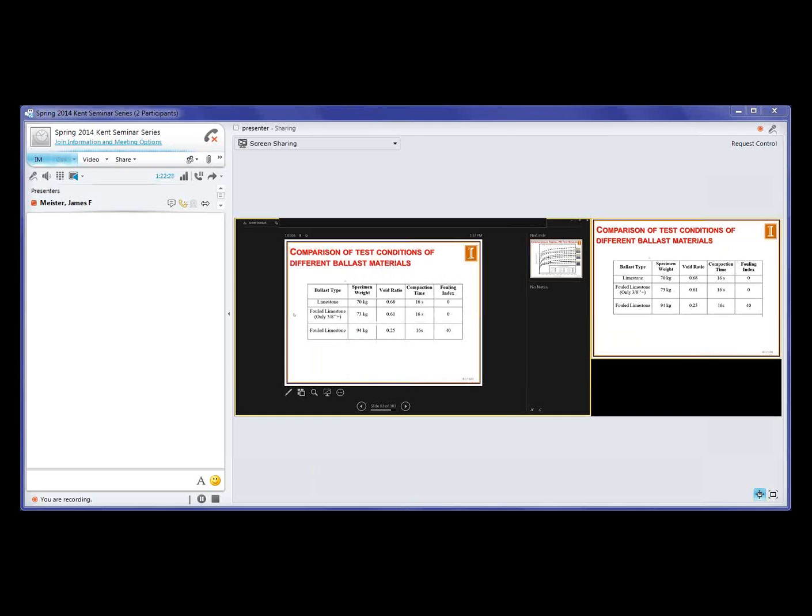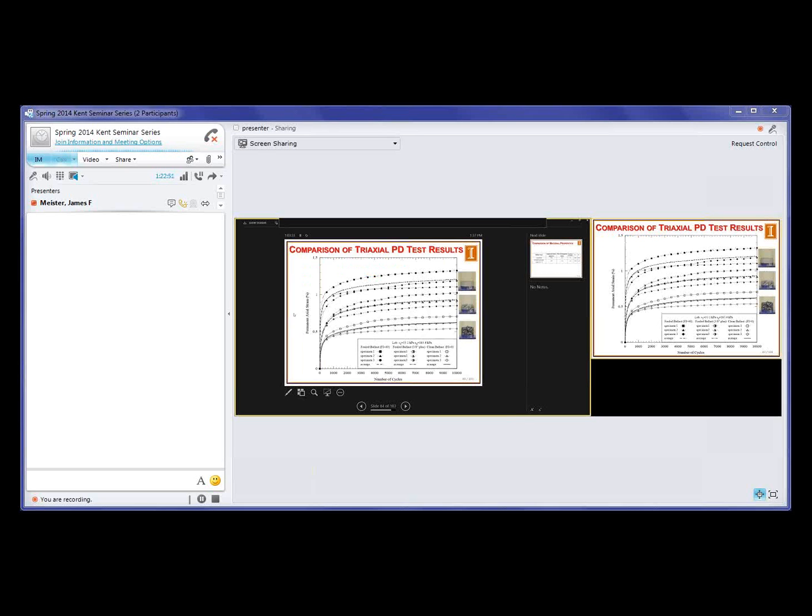So we performed the repeated loading test with these three different materials. To construct the same specimen dimensions, you need different weights of material, and it will also reach a different void ratio. But the compaction times are the same. Here's the result of the repeated loading test. You can see clearly the three different materials can be classified into three different groups. But the most significant difference is at the initial part, while the asymptotic increase is almost the same.